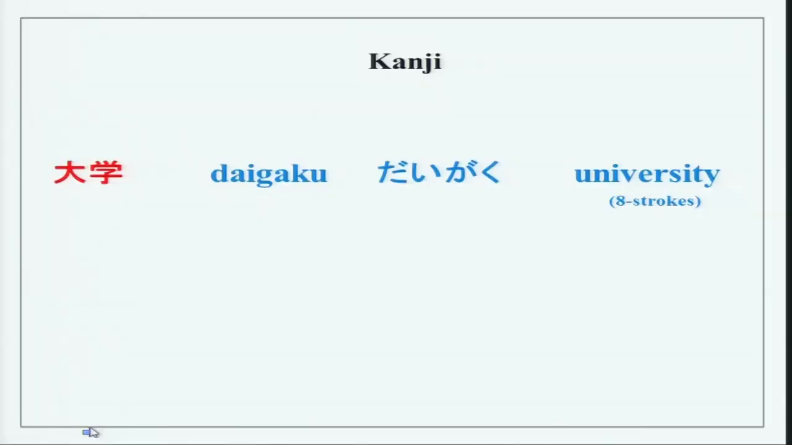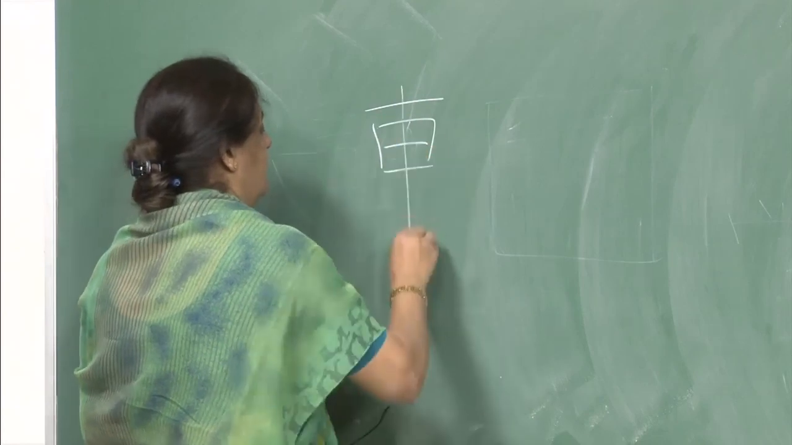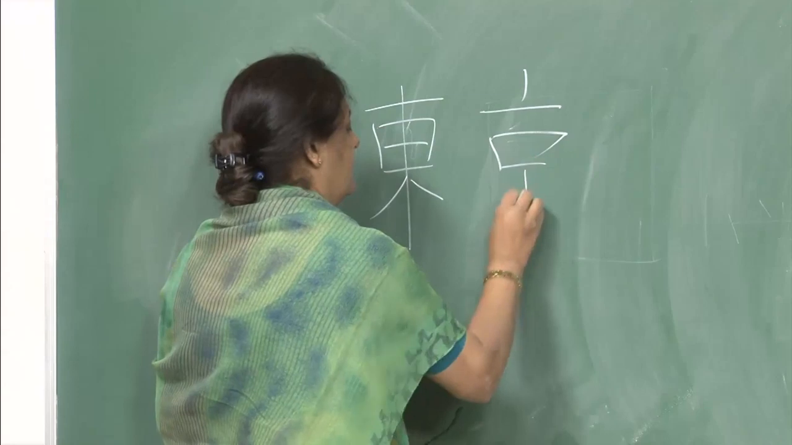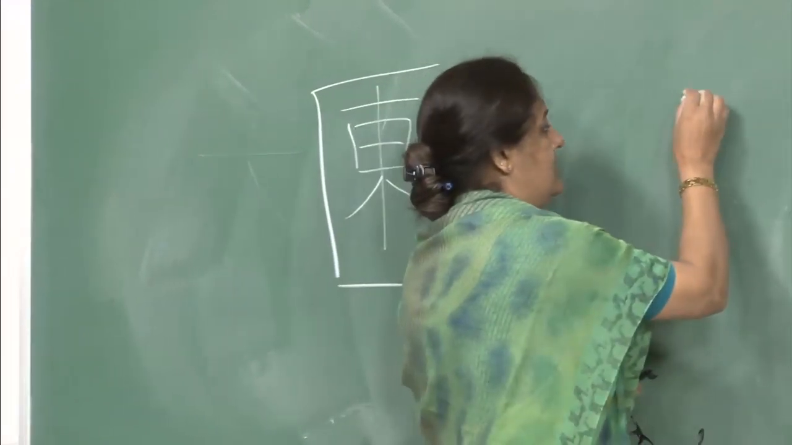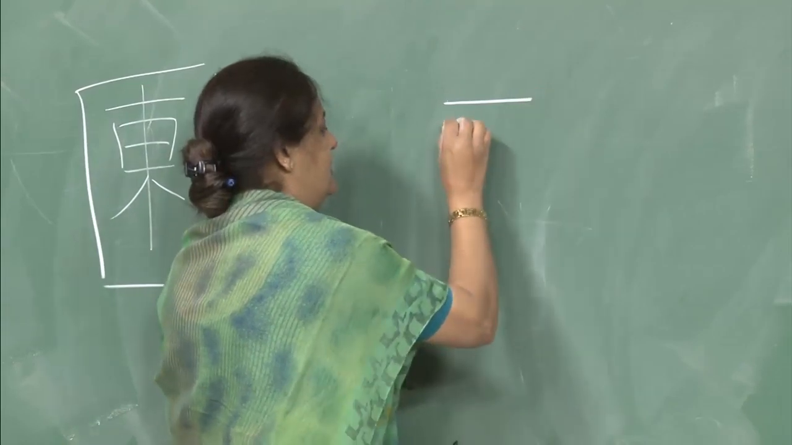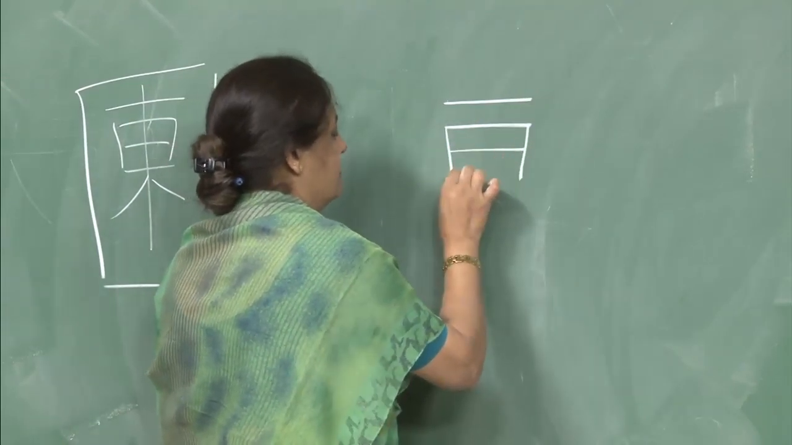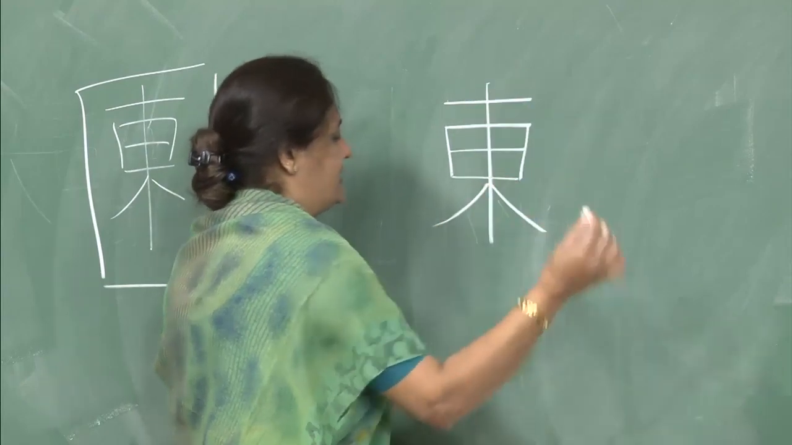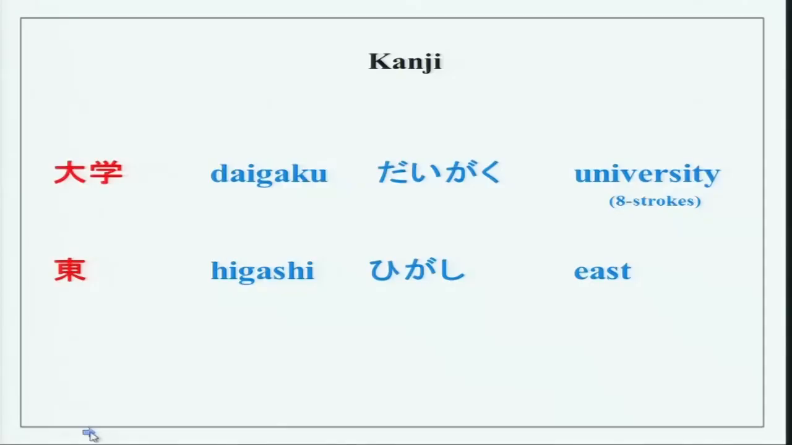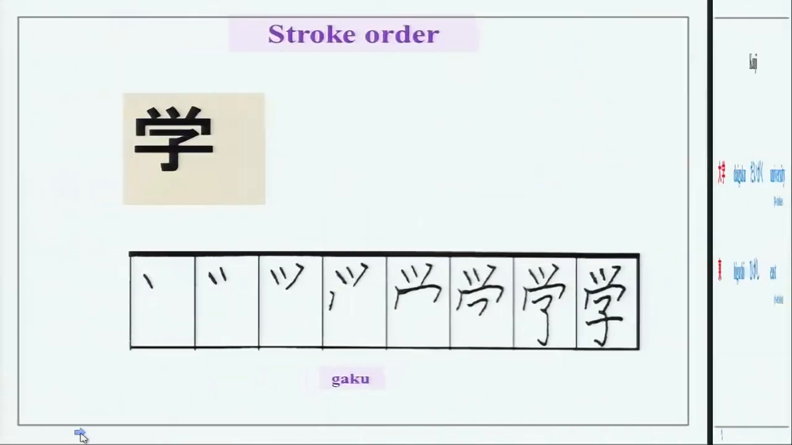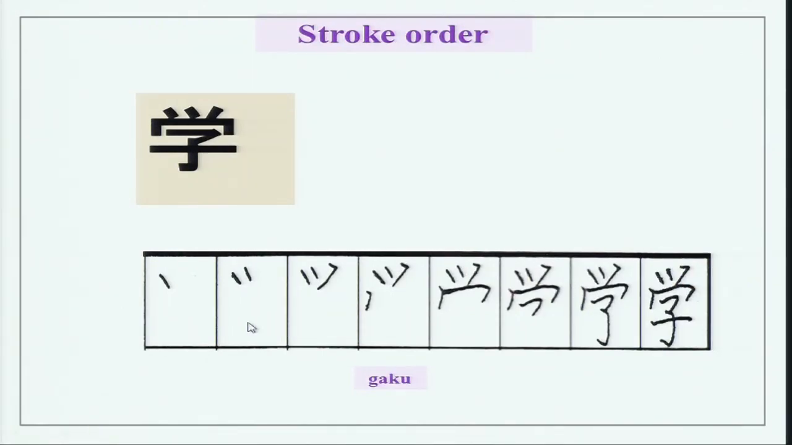Well, let us see what we have next now. We have higashi. You have done Tokyo. If you remember, all of you, we have done this character in Tokyo. This one means east. Over here, I have this character for you. Ichi, ni, san, shi, go, roku, nana and hachi. It's an 8 stroke character meaning higashi, meaning east. Now, gaku for you, you can see the stroke order and practice it.